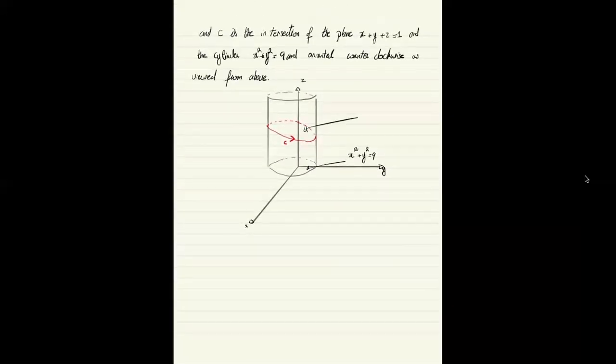But here we're not going to do it directly. We're going to use Stokes' theorem. So instead of doing the line integral, we're going to consider the surface here, right? This is a surface, and it has a boundary. The boundary of this surface is the curve we would like to compute the line integral on.